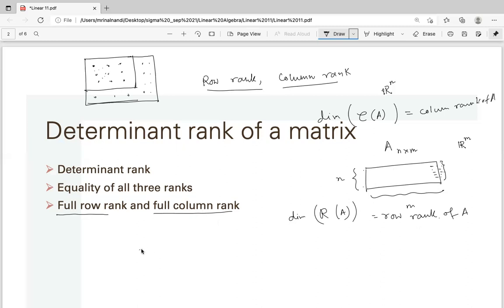that the determinant rank, say D, the row rank, say R, and the column rank, say C: D is less than or equal to the minimum of m and n. It's clear, because if the matrix is 4 cross 6 or 6 cross 4, we can't get a square matrix of order strictly greater than 4.